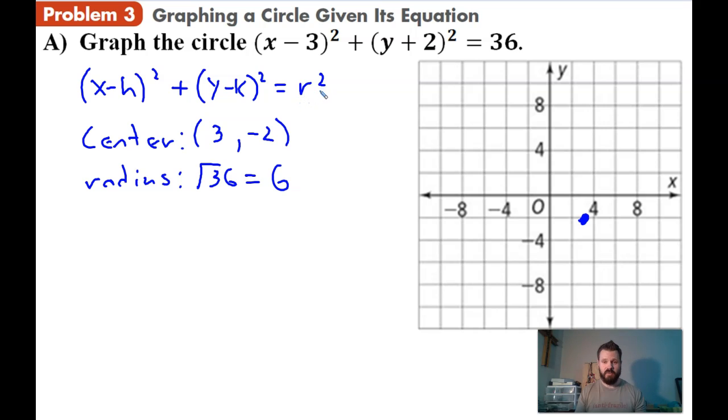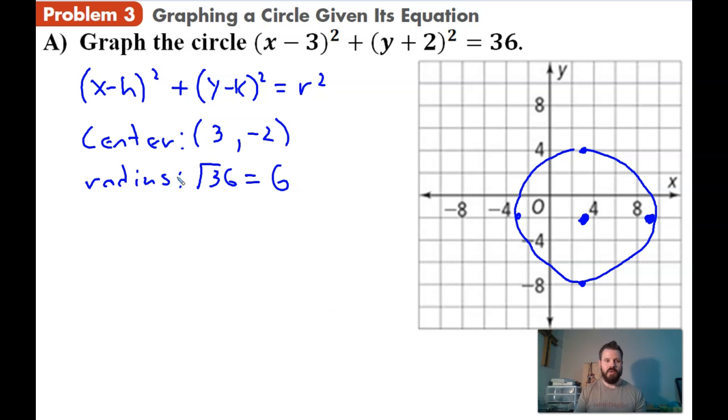So if the radius is 6, I'll count out 6 units in each direction. We'll count out 2, 4, 6, and make a point. We'll count up 6, 2, 4, 6. Count left 6, 2, 4, 6. And down 6, 2, 4, 6. And then best I can, I'm going to connect these dots to make a circle. I missed. Let's make the dot bigger. All right, there we go. You get the idea.